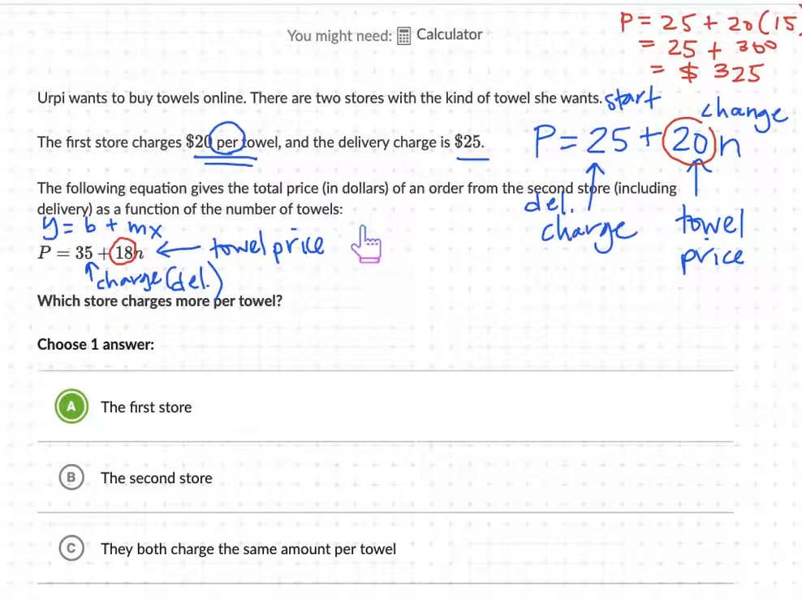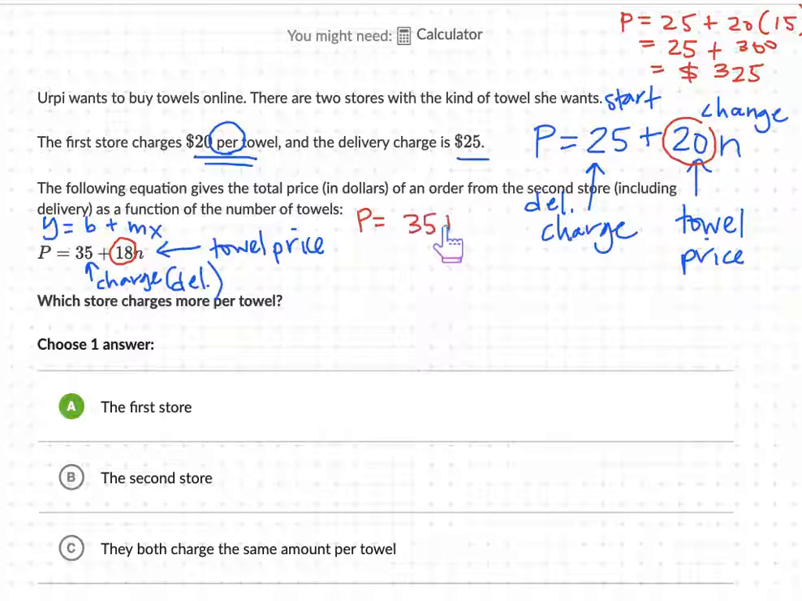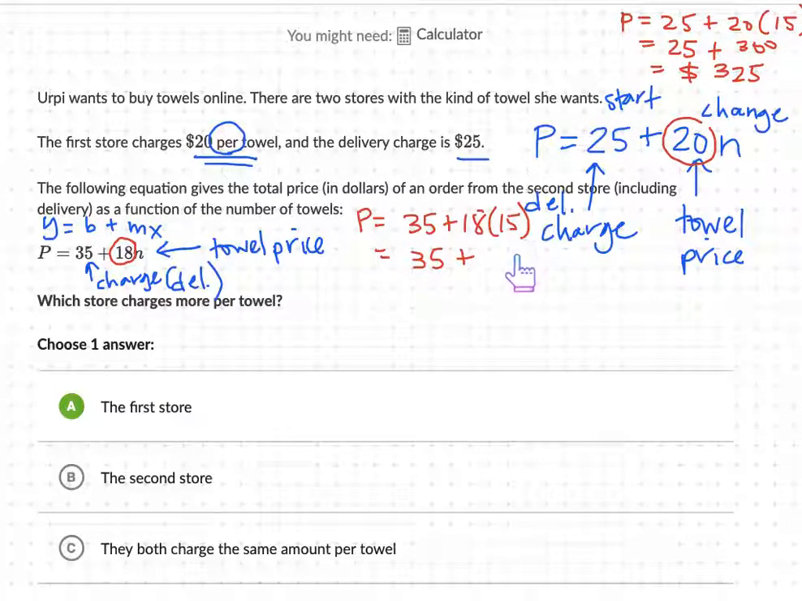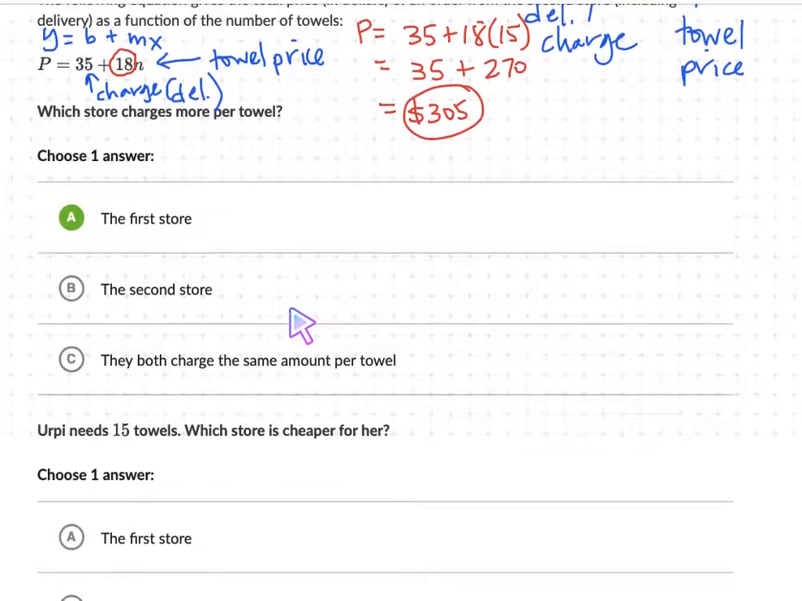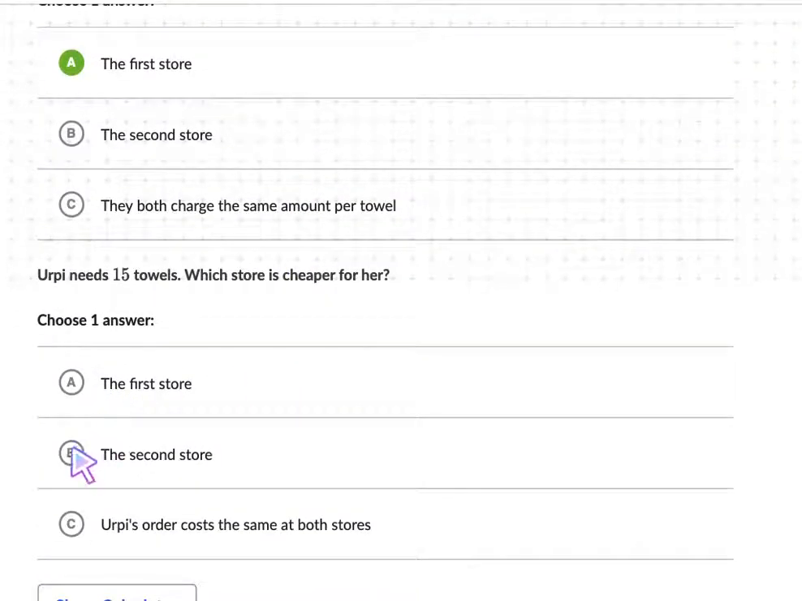At the second store, the total price is equal to 35 plus 18 times the number of towels, 15 towels. And let's see, we need to solve 18 times 15. So that's 270. 270 added to our delivery charge is $305. So which one is cheaper for 15 towels? That would be the second one. You would think that it wouldn't be the one with the larger or more expensive delivery charge, but it is.